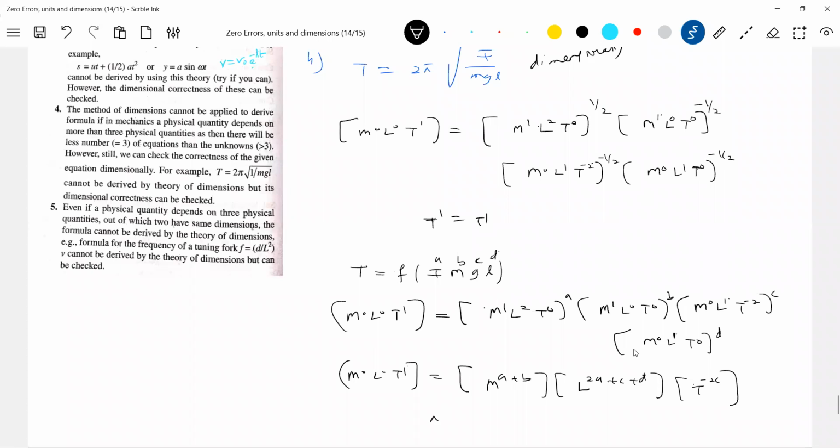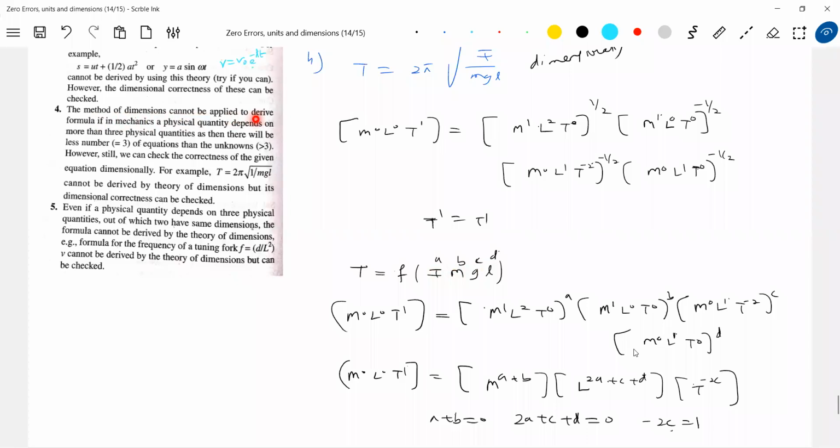So A plus B equal to 0. Okay, fine. 2A plus C plus D is equal to 0. And minus 2C is equal to 1. C, I got it. But what about the other unknown things? How many unknowns are there here? A, B, C, D. Not possible, no? So what is the restriction it is putting? Able to understand? So what happened here? How many physical quantities are there? 1, 2, 3, 4. So that's what he means to say.